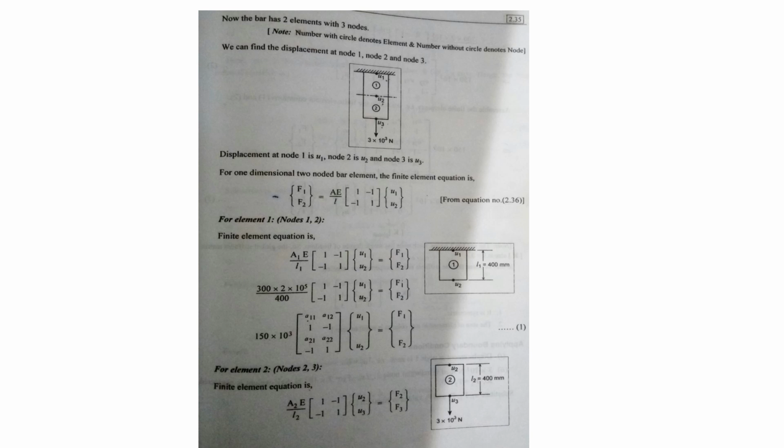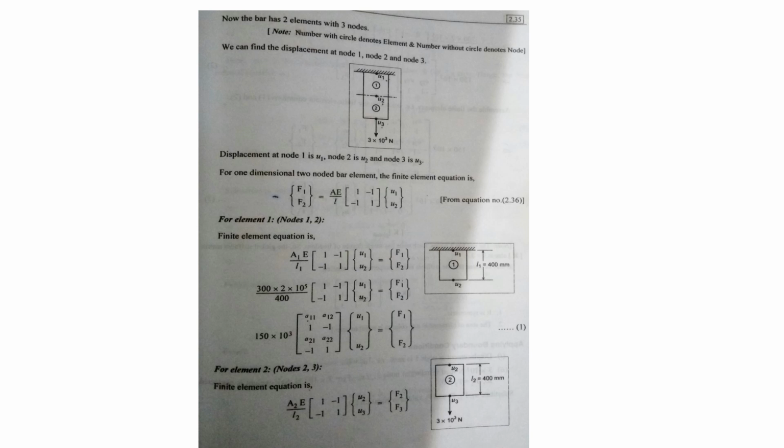Then we will go to element number 2 with the nodes 2 and 3. This is element number 2. U2 is the displacement at 2. U3 is the displacement at 3. Finite element equation here, substituting A2 and L2. E is the same for element number 1 and 2. U2 and U3 are the displacements, and F2 and F3 are the corresponding forces.